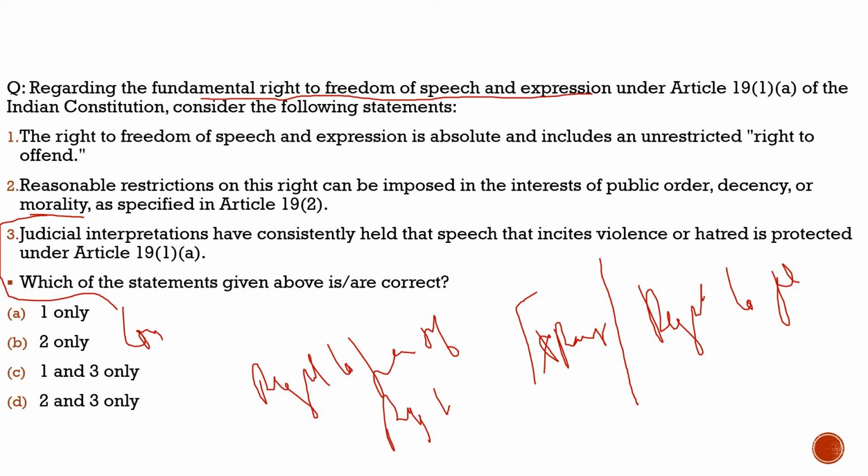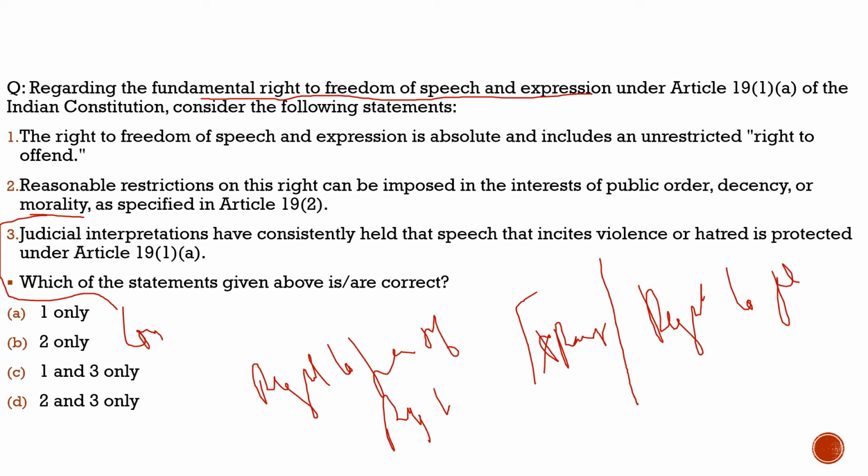They said they have the right to freedom of speech, and the right to get offended is not a reasonable restriction on the right to freedom of speech. That is the whole discussion which we need to know here. So with this, let's solve the question and get more idea about it.